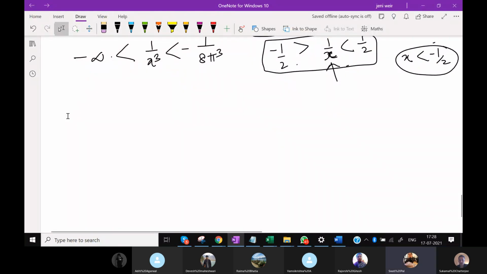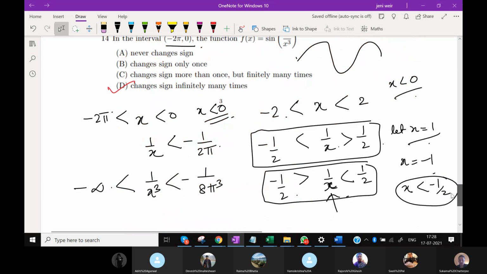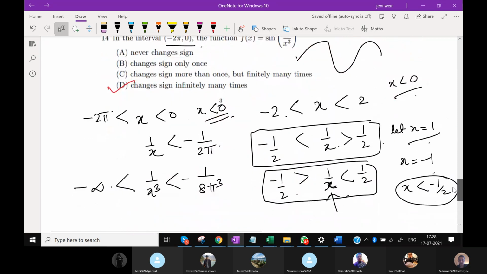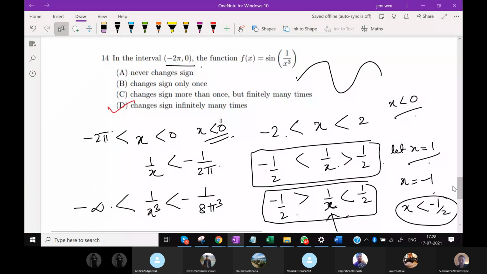Sir, how will the graph change? Can you explain in the above question? Yeah, sure. Which graph you are looking for? Sine of 1 by x cube? Yes, sir. Okay. So think of a value. Let me draw the graph for you.